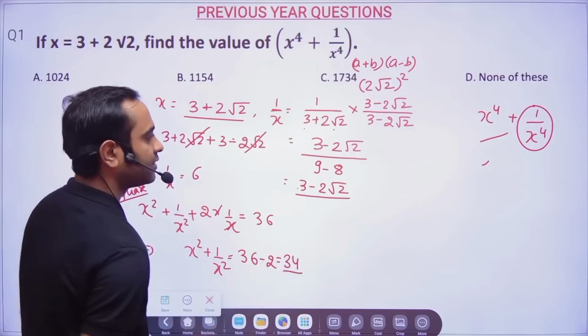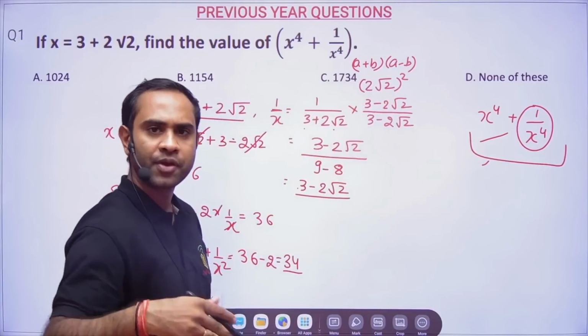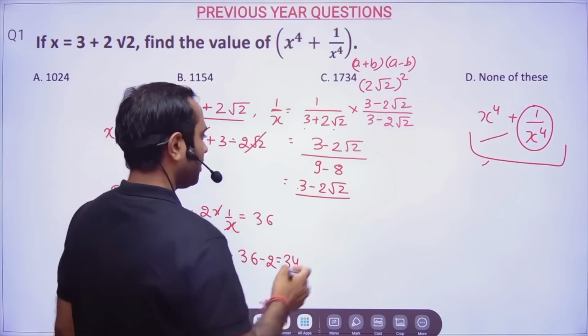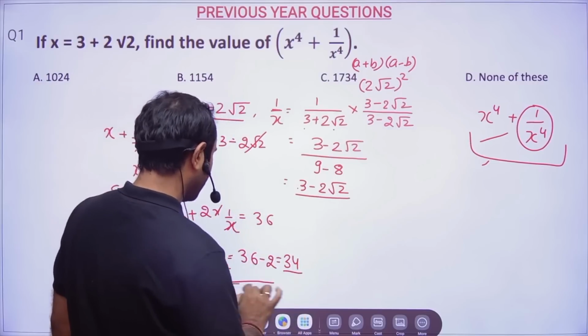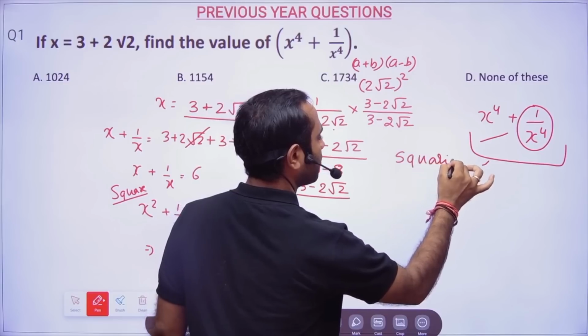Now friends, next you need x to the power 4 plus 1 by x to the power 4. So make a square once again. This is the value we have right now. So again squaring both sides.